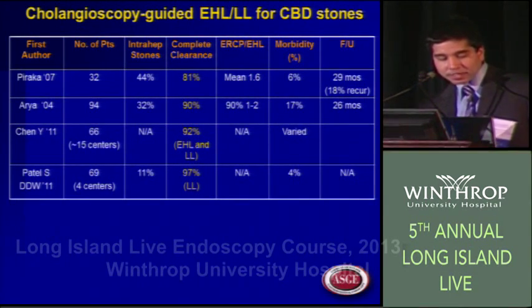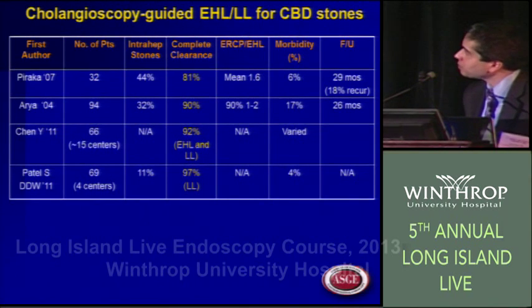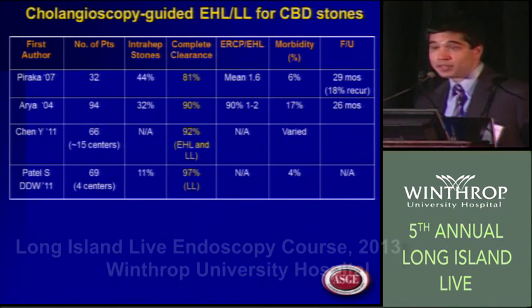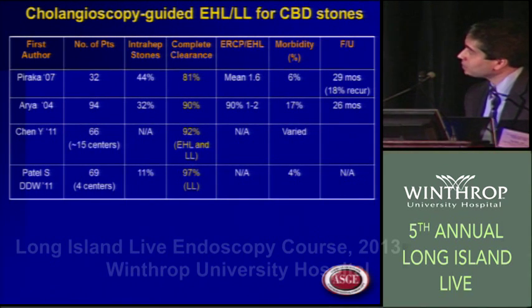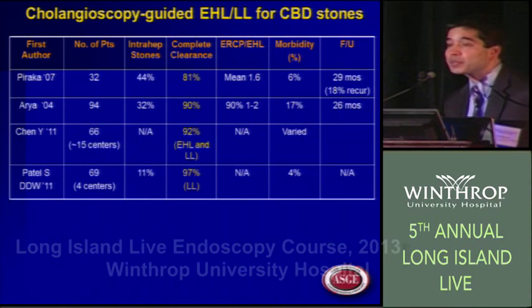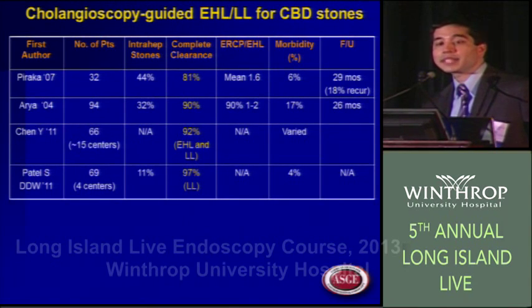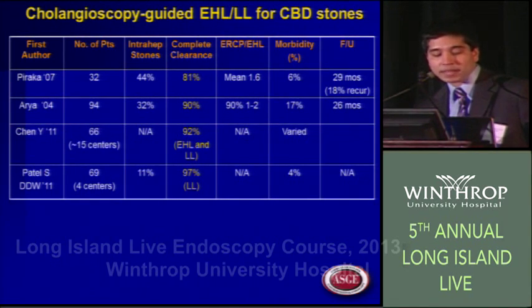So these are some of the series of cholangioscopy. This was our group in 2007. You see rates of clearance that range from 80 to almost 100%. Part of that difference in clearance is related to the percentage of intrahepatic stones. We are not as good at clearing intrahepatic stones compared to extrahepatic duct stones, which tend to be more challenging.